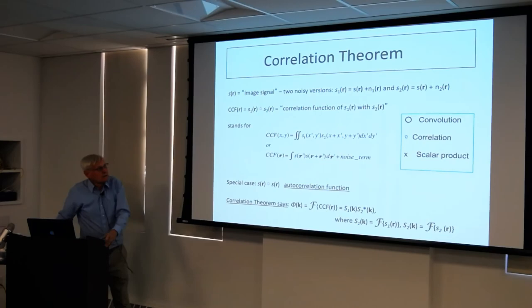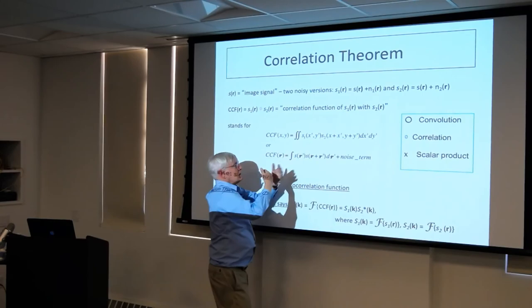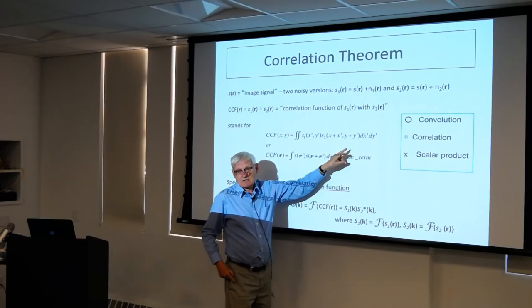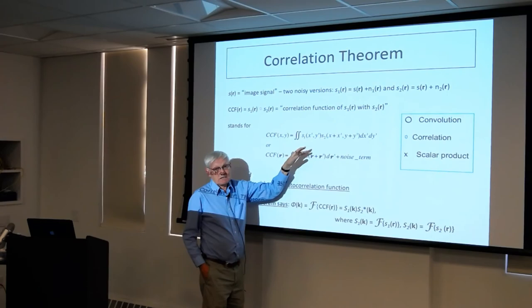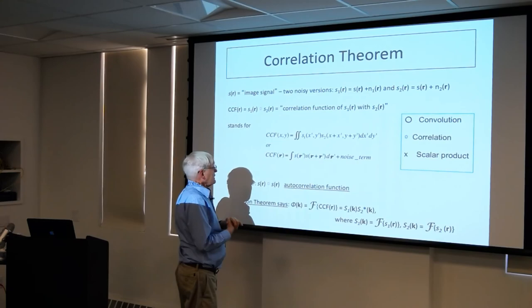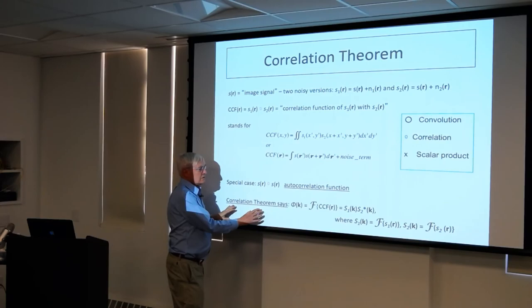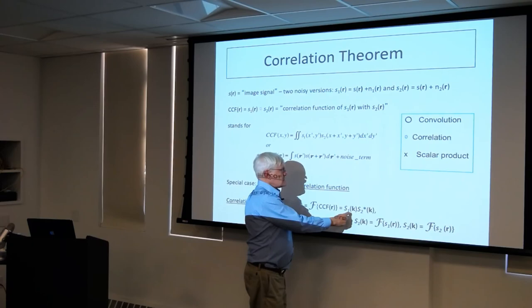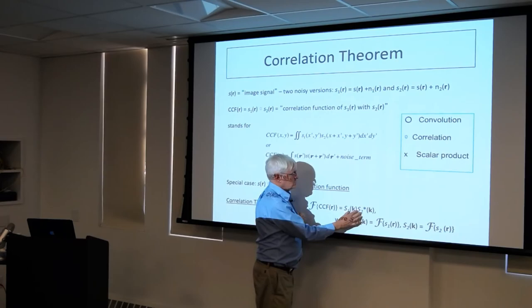And you can see that in comparison with what I showed you in the convolution integral, there's implicitly a plus here instead of a minus. And there's also a symmetry between these signals here. There's no special case for a point spread function. So the correlation theorem says the following. The Fourier transform of the cross correlation function is simply the product of the two Fourier transforms.